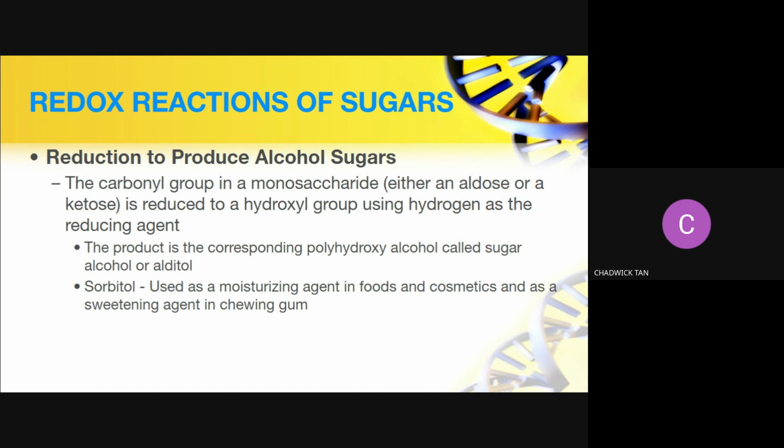Okay, you can also have a reaction where in your reduction, you can produce alcohol sugars. We also discussed this in the lab. So remember that this can be sweet. Carbonyl group in monosaccharide is reduced to hydroxyl group using hydrogen as the reducing agent. So it's a sugar alcohol. It's sweet. So sorbitol is the term used. So it's a moisturizing agent in foods and cosmetics and sweetening agent in chewing gum.